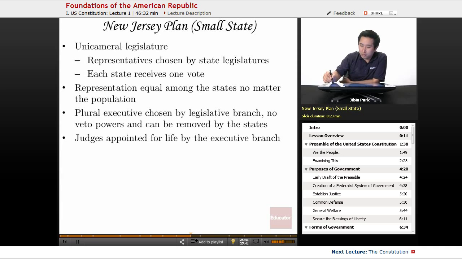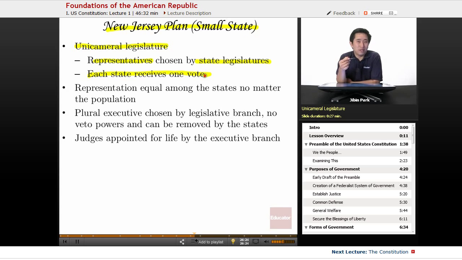And so the New Jersey Plan was basically the alternative, the small state plan. Virginia was the large state plan that helped large states because it was based on population. Some elements of the New Jersey Plan were incorporated into the Great Compromise, but this is what the New Jersey Plan called for: a unicameral legislature, so just one body of Congress, no split bicameral legislature. In this unicameral legislature, representatives would be chosen by state legislatures, and each state would receive one vote.